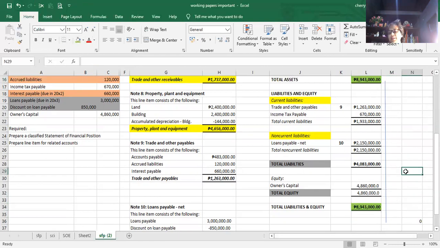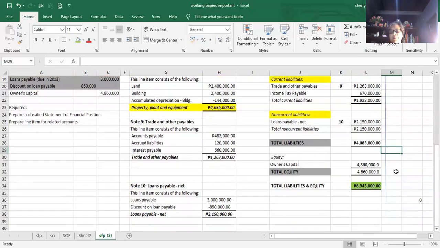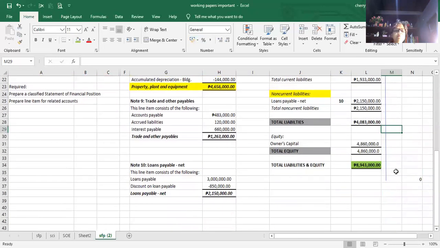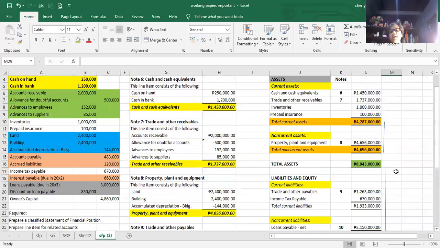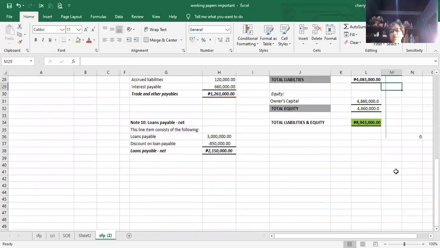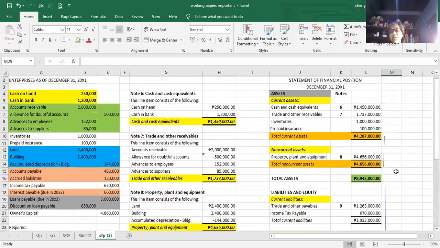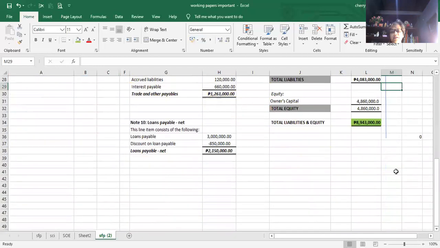Okay, is there any question regarding the preparation of line items that will serve as notes to financial statements and how to prepare the classified statement of financial position? Any clarification? Any concern? Any question?